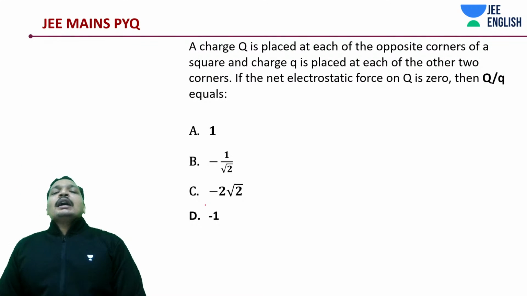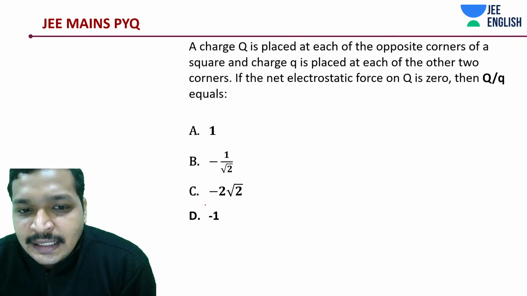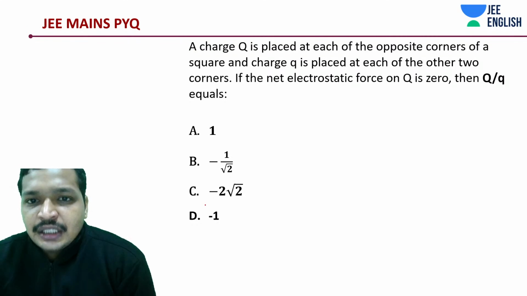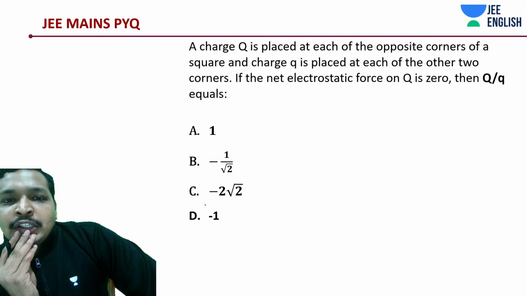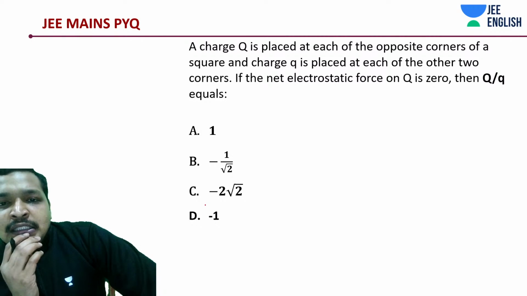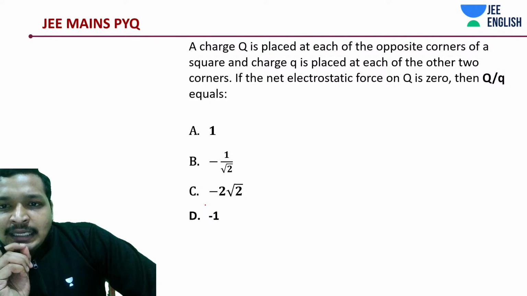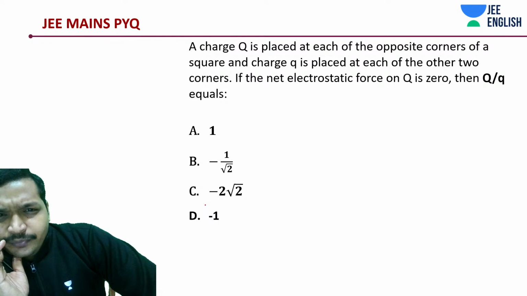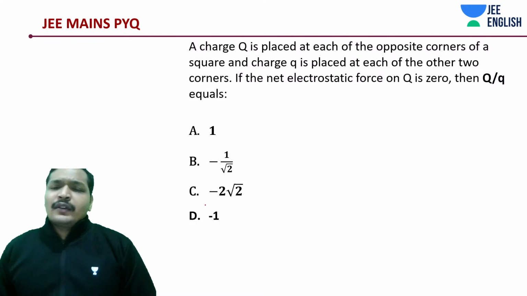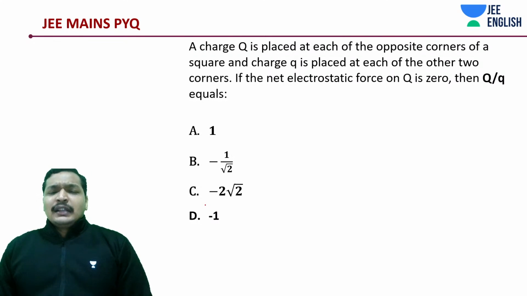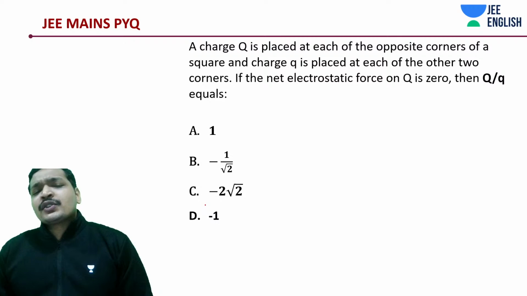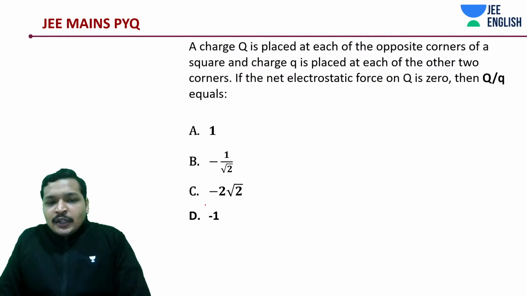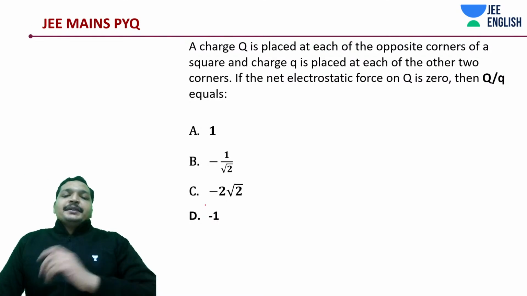A charge Q is placed at each of two opposite corners of a square, and charge small q is placed at each of the other two corners of the square. If net electrostatic force on capital Q is 0, then q by Q equals how much? Okay, now comes my first question.